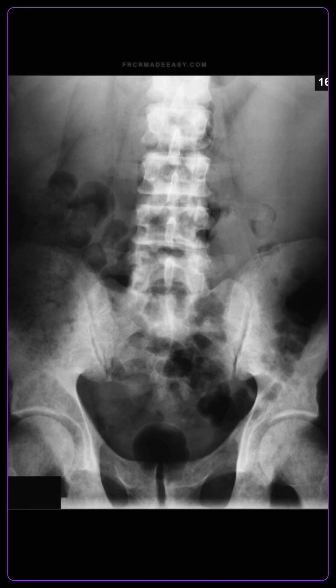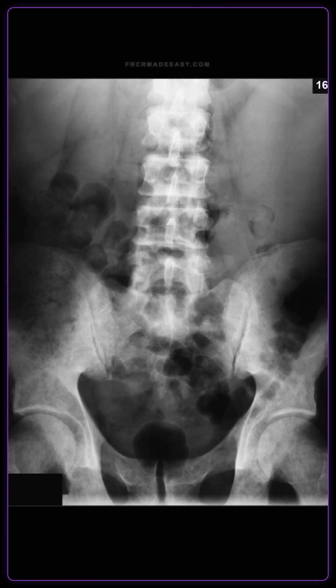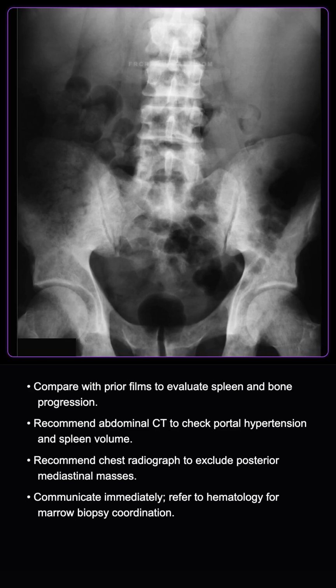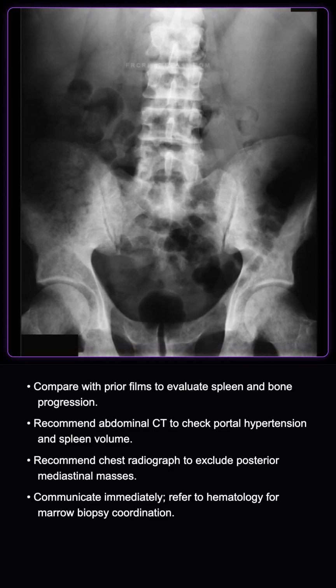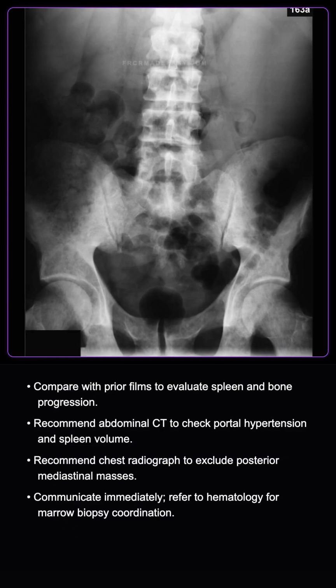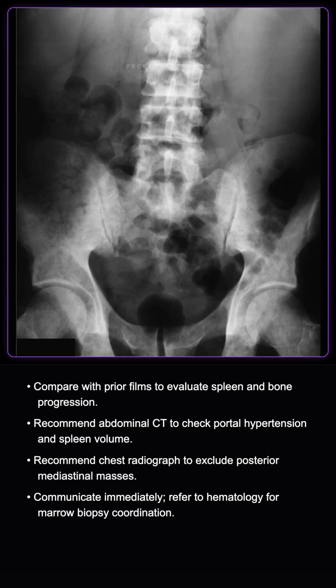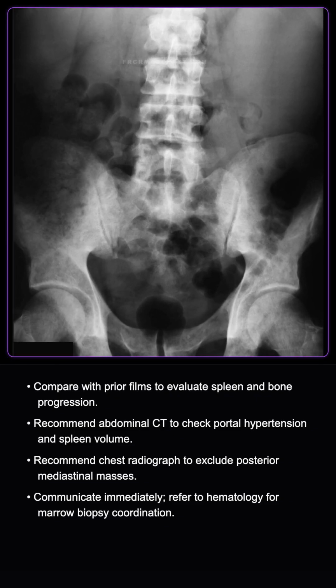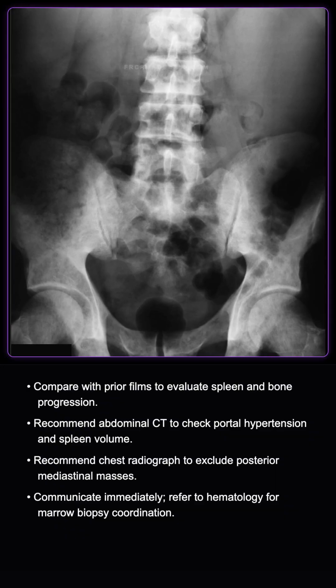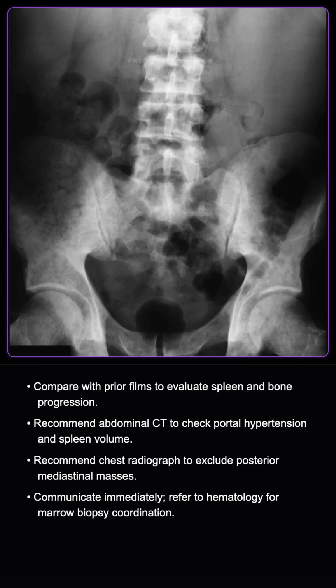How would you manage this patient as a radiologist? Okay. As a radiologist, I would recommend comparing this abdominal film with prior imaging to assess the progression of splenomegaly and osteosclerosis. I would suggest obtaining a dedicated CT scan of the abdomen and pelvis to evaluate the spleen volume, check for portal hypertension or splenic infarction, and evaluate for hepatomegaly.